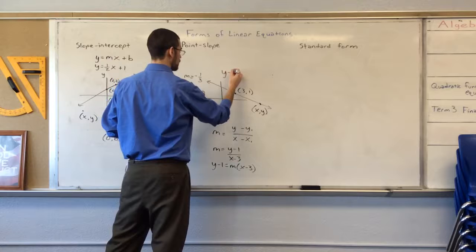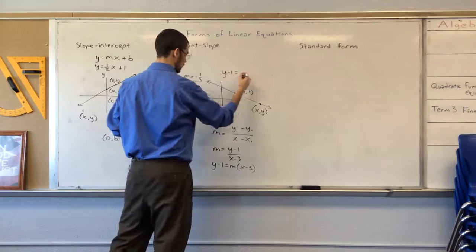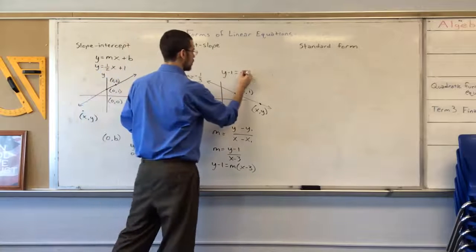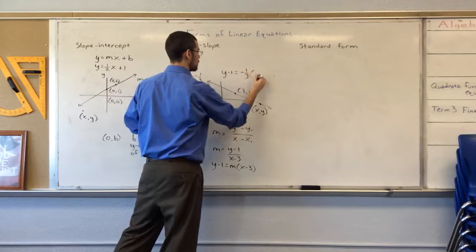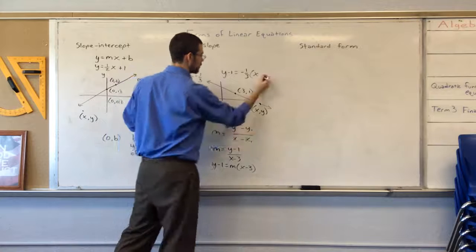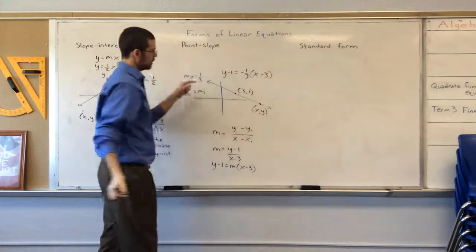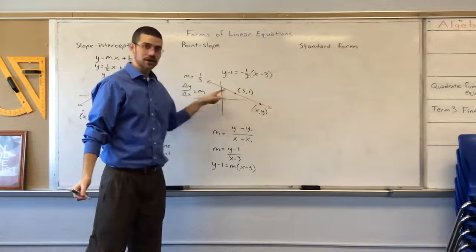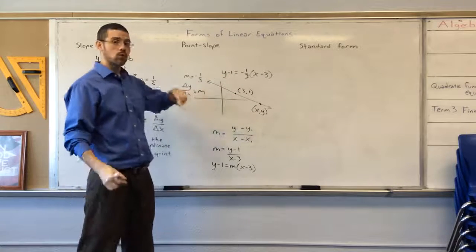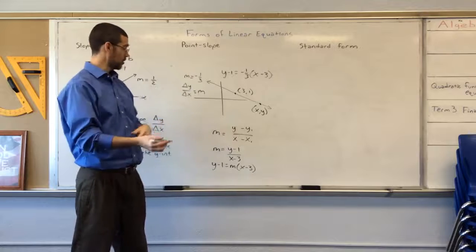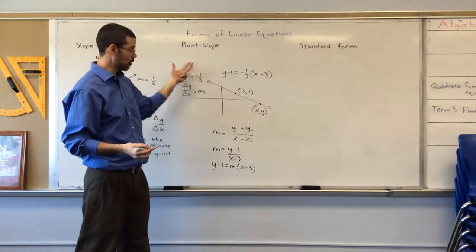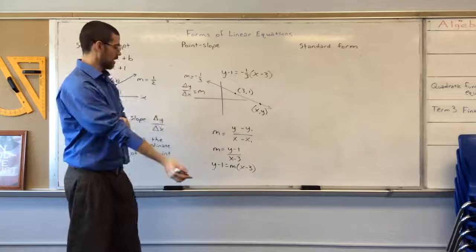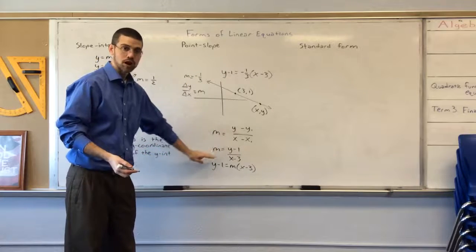I'll write it here. Y minus 1 equals m, but we know what m is. M is negative 1/3. So I'll write that times x minus 3. All right, here is the equation in point slope form for that particular line. Now, let's make that in general so that if we have some other slope, if we know some other point, we can come up with an equation like that without having to step through this process.